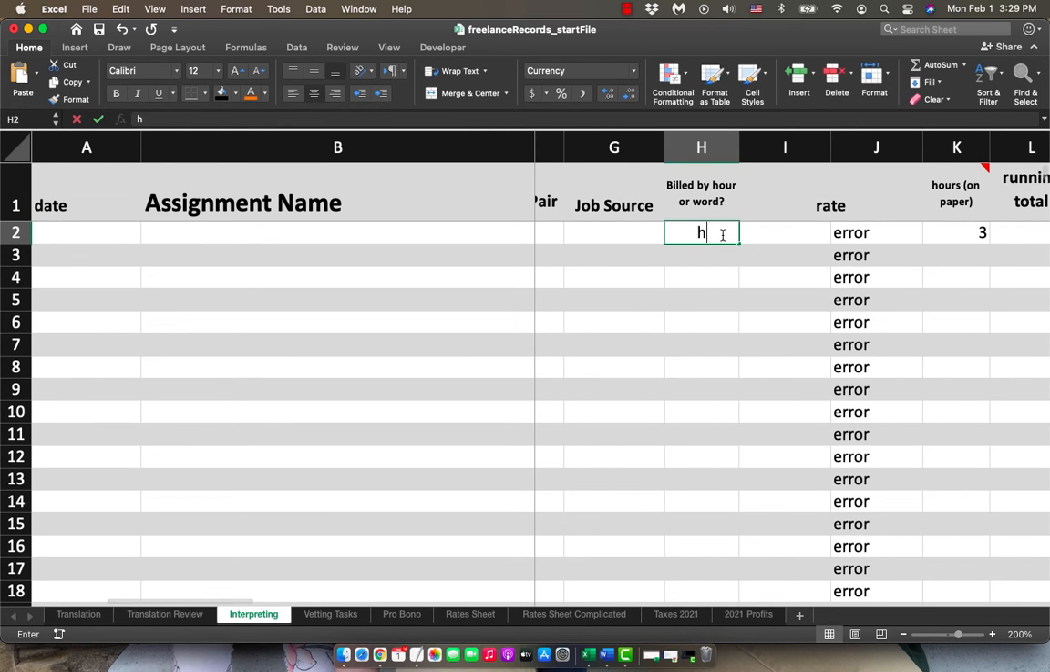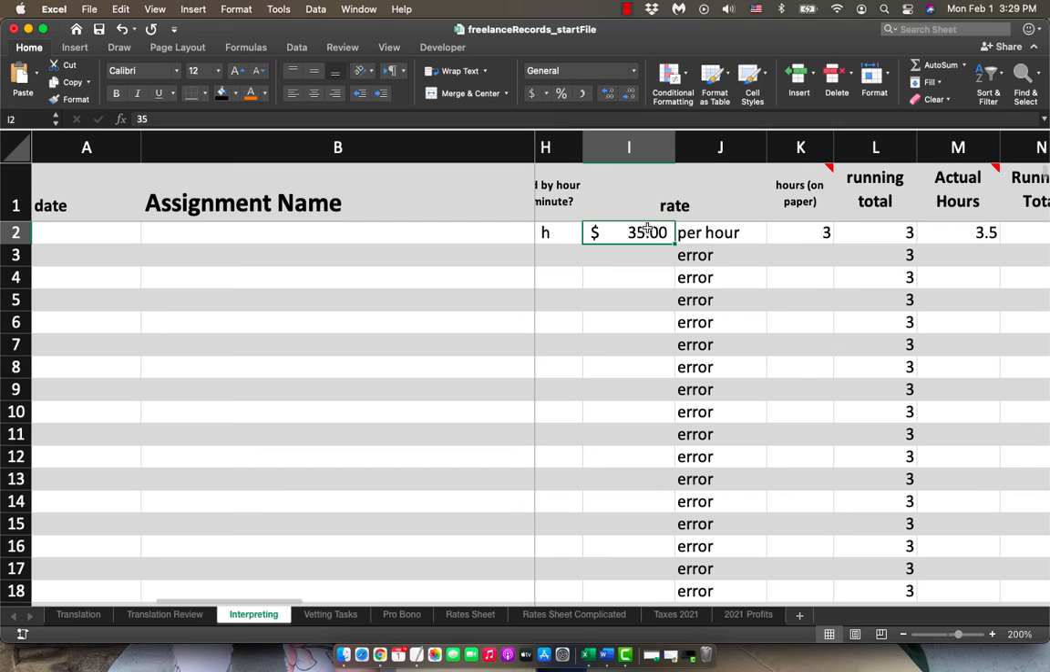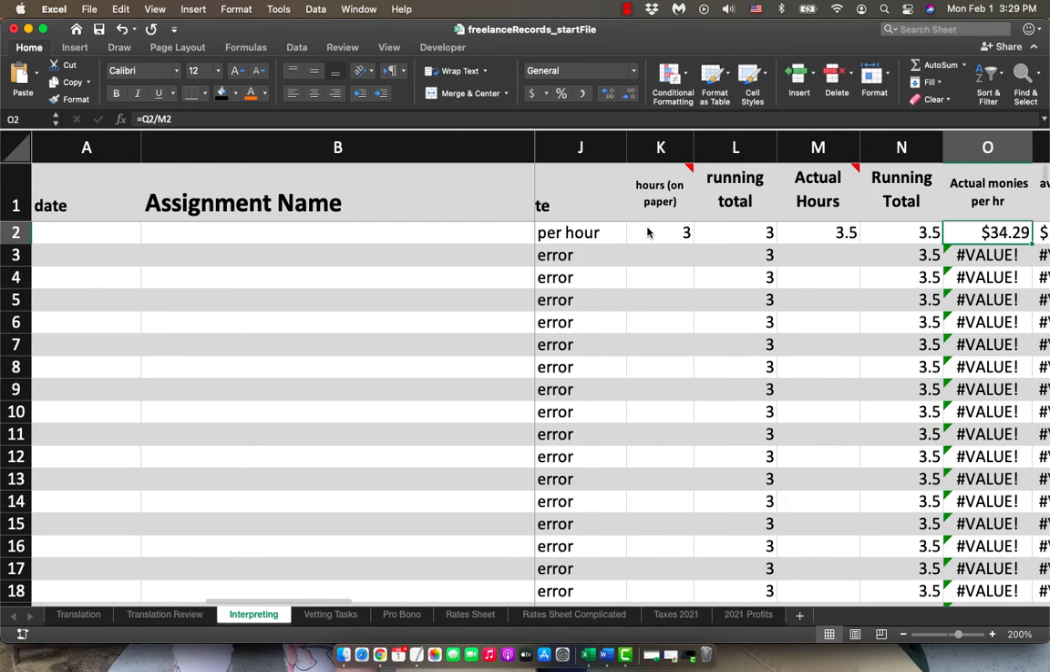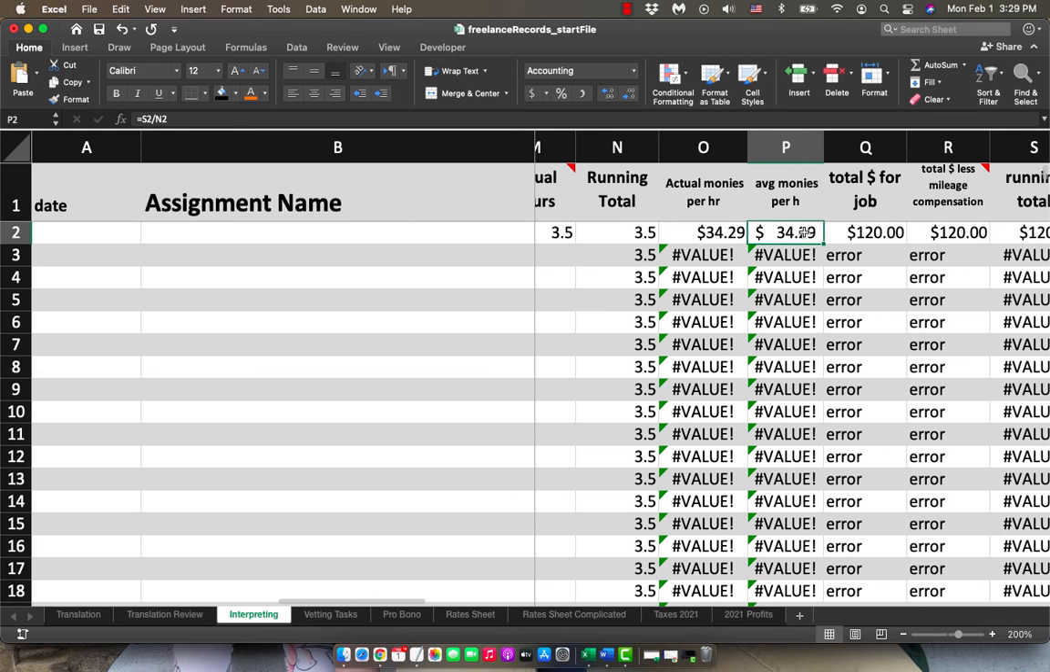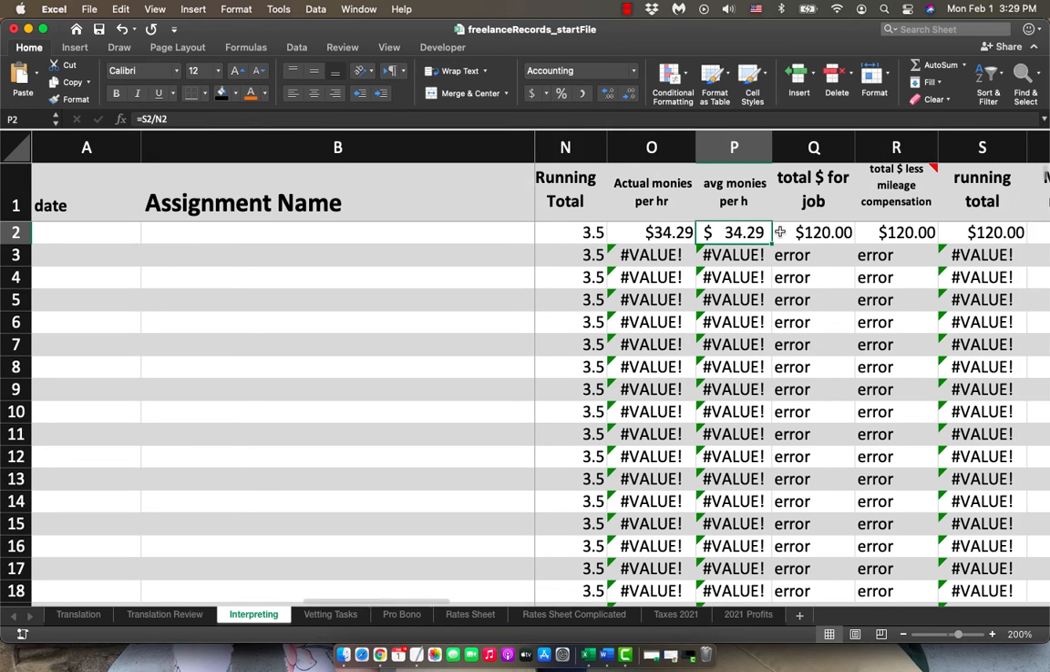And we're probably billing by the hour. Really, I shouldn't have by word here. It would be by hour or by minute in the case of remote interpreting sometimes. But let's say by hour. And let's say I'm billing that much, heaven forbid, should be higher. Okay, and then I can see actually how much I made per hour. And then on average, this is a running total basically.